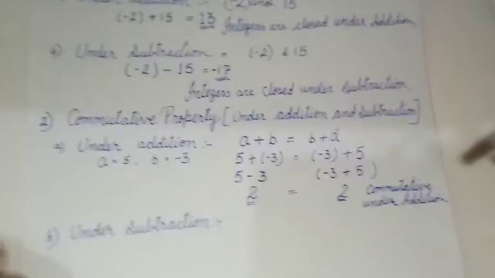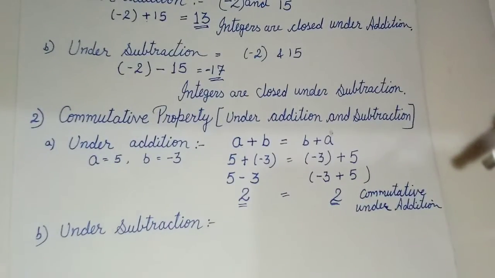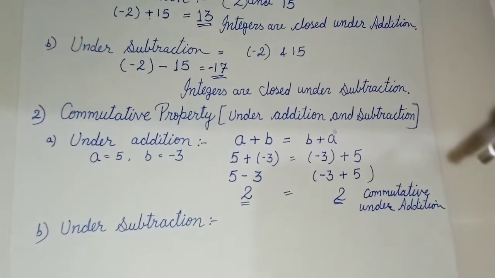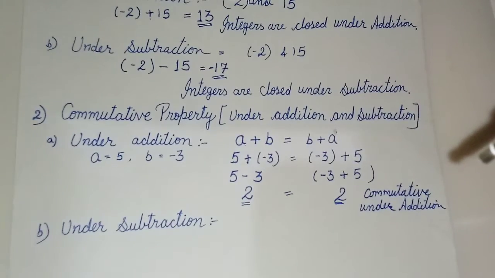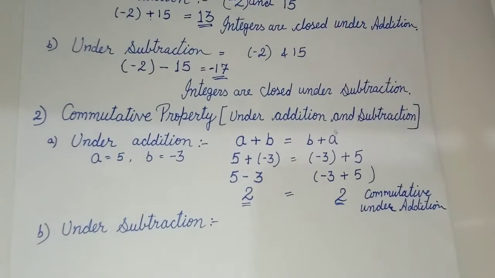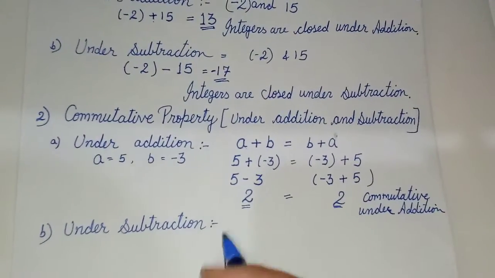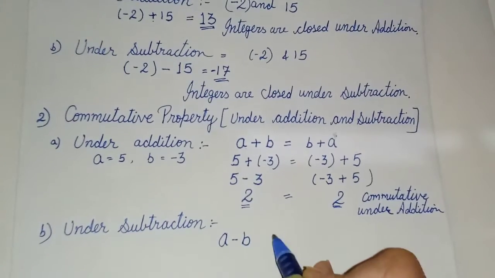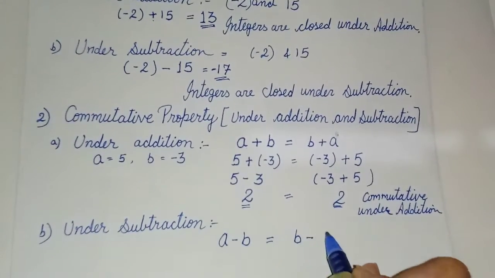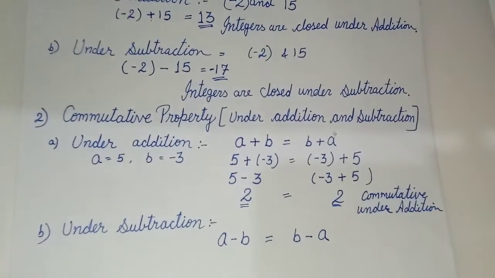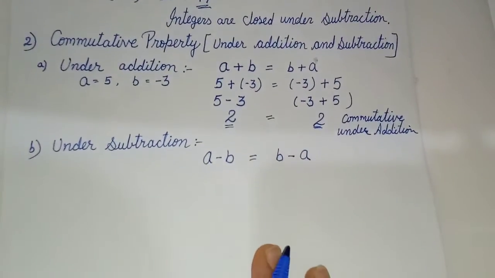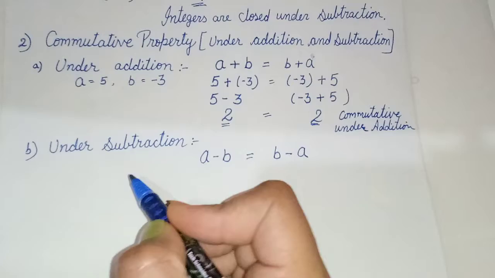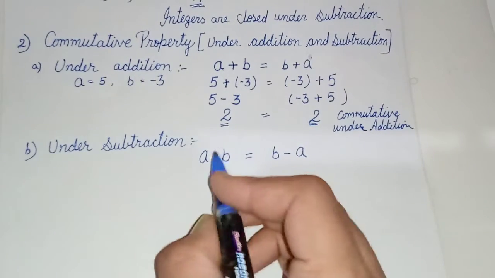Okay, got the commutative property? Commutative property allows the numbers to change their place. Now we are going to see commutative property under subtraction. For this, A minus B should be equal to B minus A. Let us take the same values of A and B that we have taken previously, A is 5, B is -3. So let us find the difference between A and B.